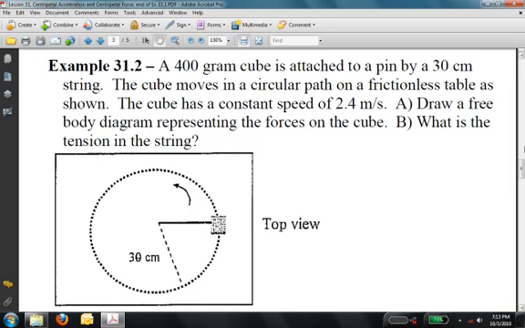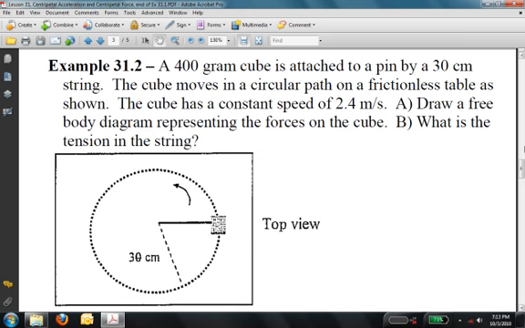Here's example 31.2. A 400-gram cube is attached to a pin by a 30-centimeter string. The cube moves in a circular path on a frictionless table as shown. The cube has a constant speed of 2.4 meters per second. A. Draw a free body diagram representing the forces on the cube. B. What's the tension in the string?